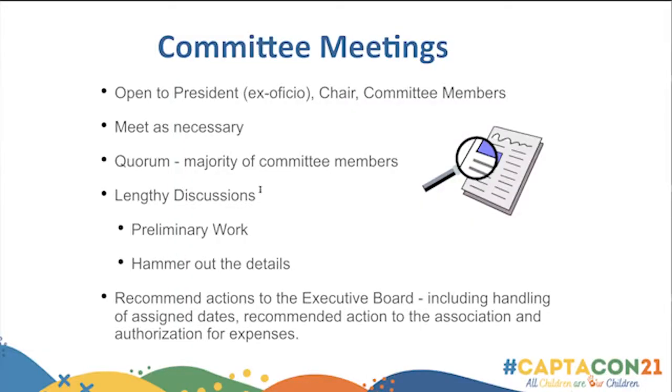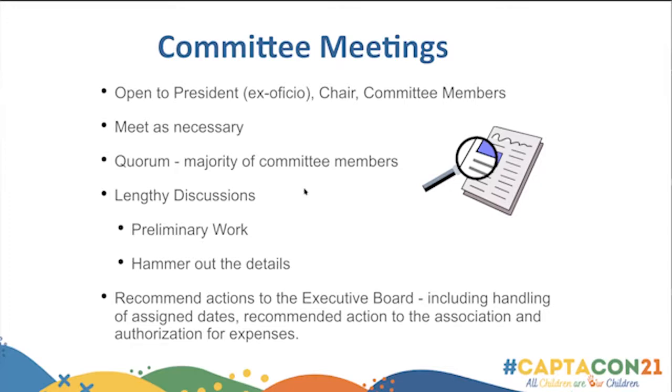Committee meetings are conducted by the chair with committee members and the president as needed in attendance. So committee meetings can happen as needed. Quorum is determined by having the majority of the members present. So if you have 3 people on the committee, you need at least 2 of you, right? And this is where lengthy discussions of the preliminary work is done to hammer out all of the details. Committees then make recommendations, not decisions.